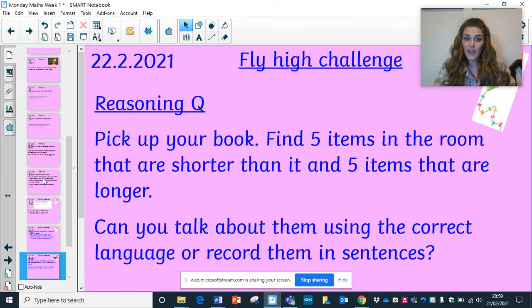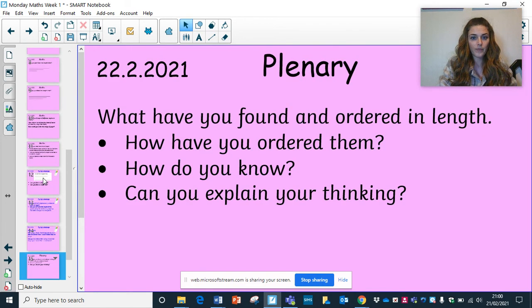Your reasoning question then, it says pick up your book, or it can be a piece of paper, and can you find 5 items in the room or around your house that are shorter than it? And then can you find 5 items that are longer? Okay, little hunt for you to go on and find some objects. And can you talk about them using the correct language or record that in written sentences?